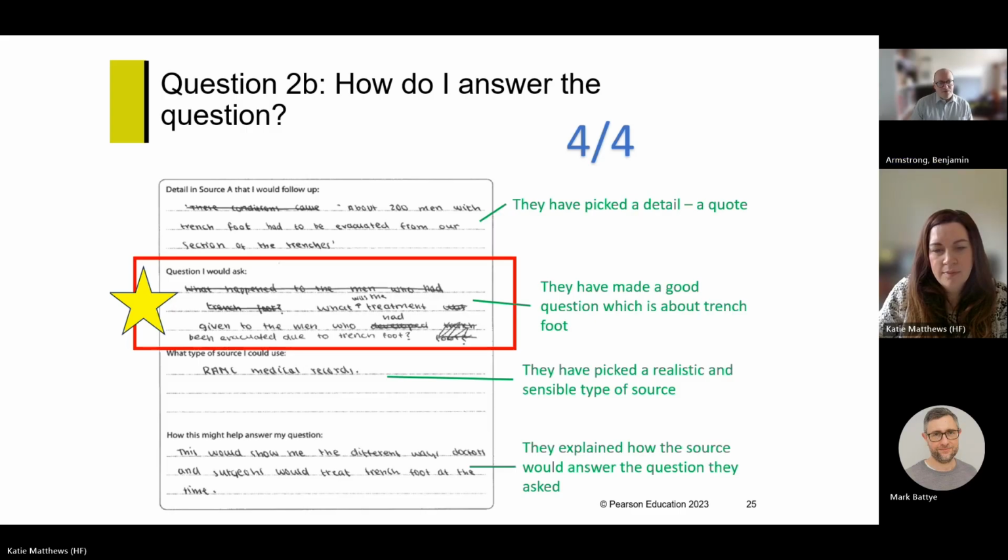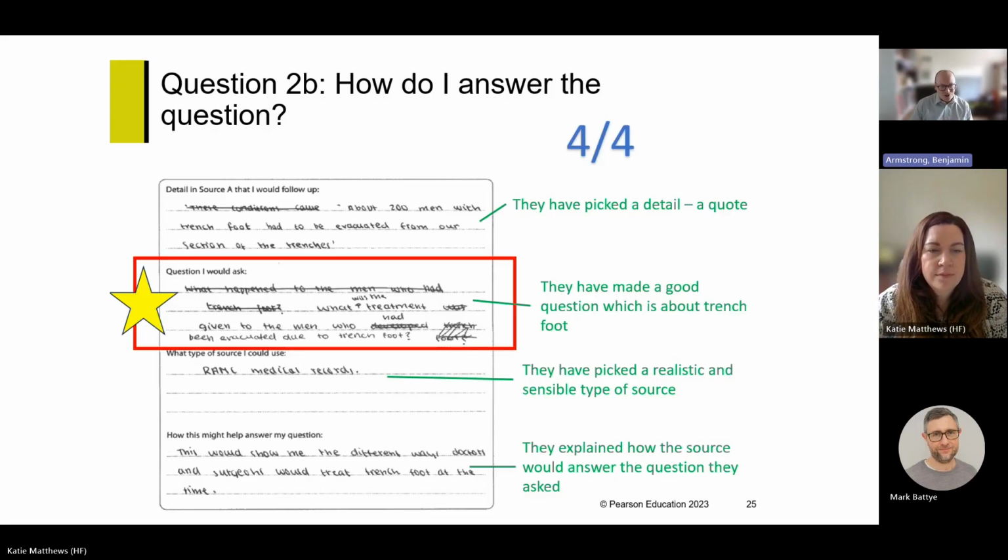Well, the first space, they've picked out a detail. And the detail's just a quote. Remember, the question was about the problem of trench foot, and they've picked out about 200 men with trench foot had to be evacuated from our section of the trenches. They don't need to explain it. They've just picked the detail. There's a mark. Then they've asked a question.